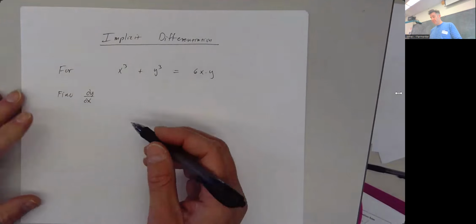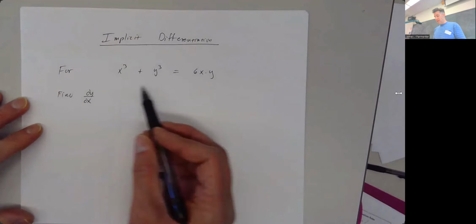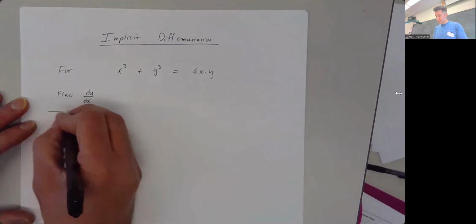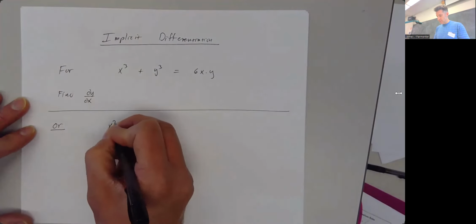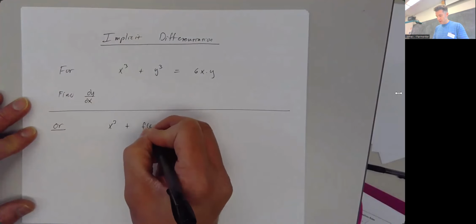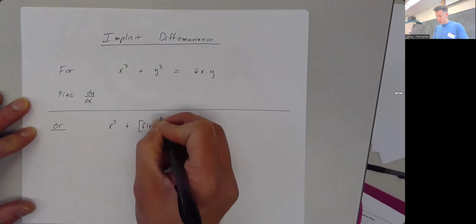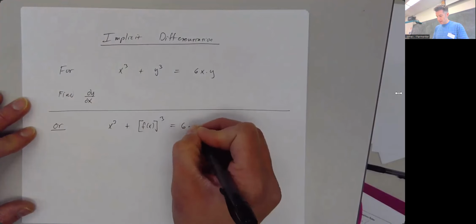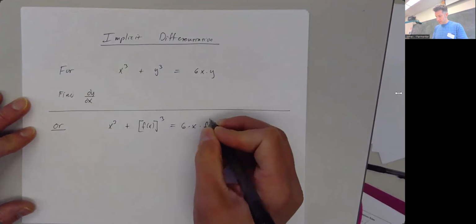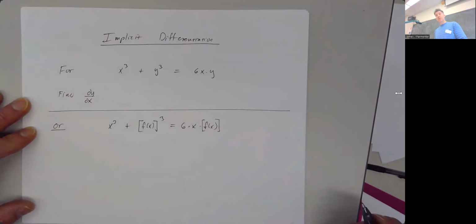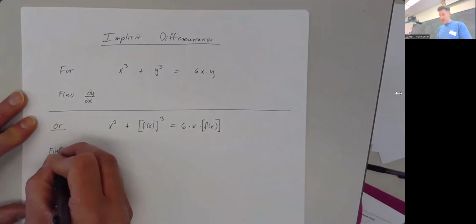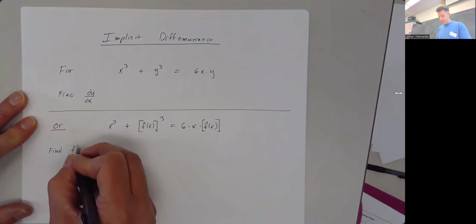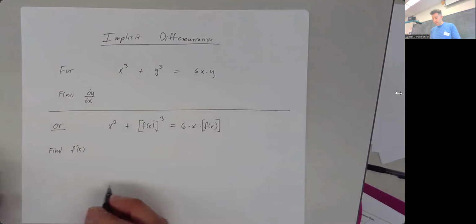So often, at least in the beginning, instead of writing this, I'm going to write this instead. I'm going to rewrite the same problem, but instead, we've got x cubed plus a function of x cubed equal to 6 times x times a function of x. This is more writing than I really want to do, but that's okay. And so we're going to find dy dx, which now is going to be called f prime of x. And the way we're going to do this is by differentiating both sides.